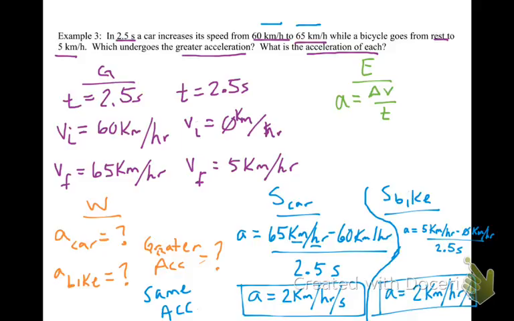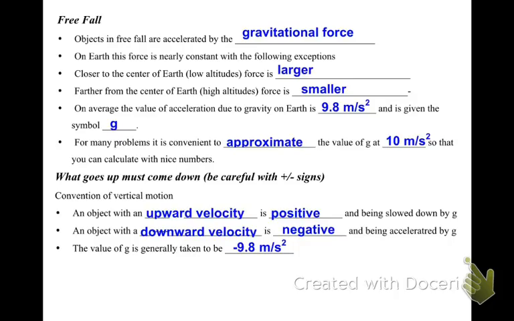So now, we're going to learn a little bit about free fall. Objects in free fall are accelerated by one force and only one force, that's our gravitational force. On Earth, this force is nearly constant with the following exceptions.